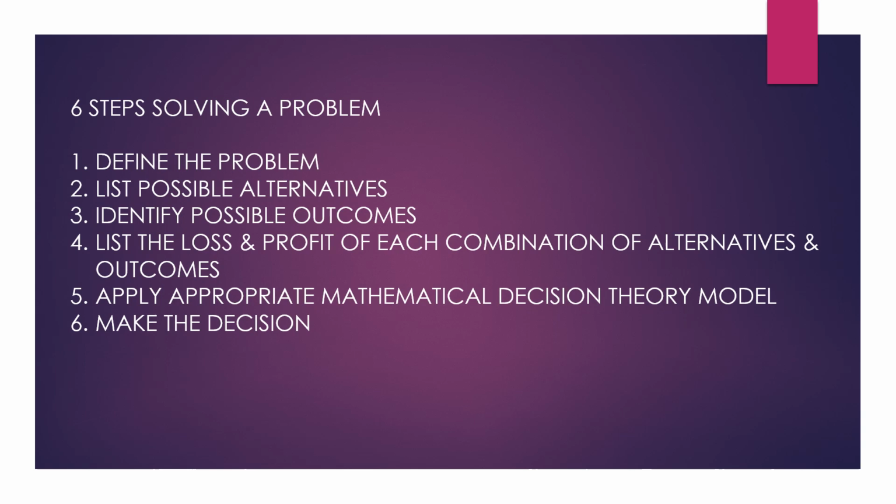So we have here the 6 steps of solving a problem. Going back to the introduction last meeting, first we define the problem. Second, we list the possible alternatives. Third, we identify the possible outcomes. Number 2 is actually the inputs, right? Then we identify the possible outcome. Then we list the loss and profit of each, which we call the payoff. Payoff means the loss and profit of each combination of alternatives and outcomes, and apply the appropriate mathematical decision theory model. Then last, we make the decision based on the figures that we get.